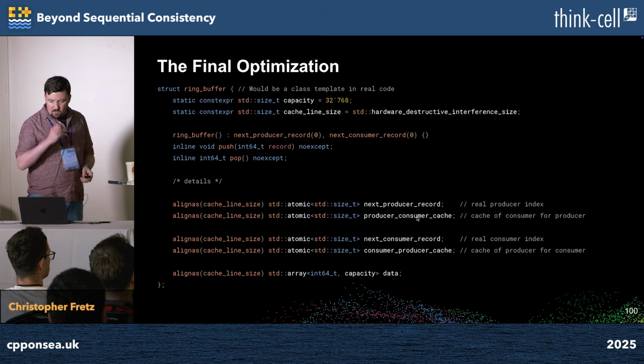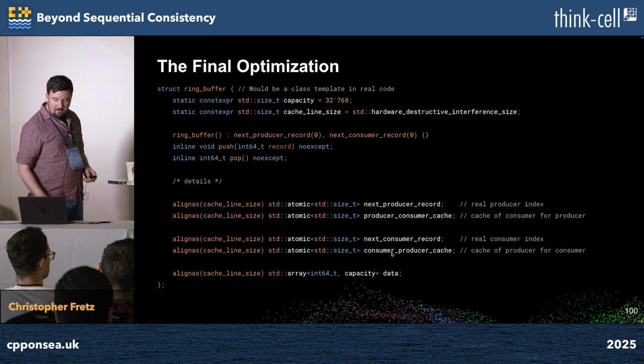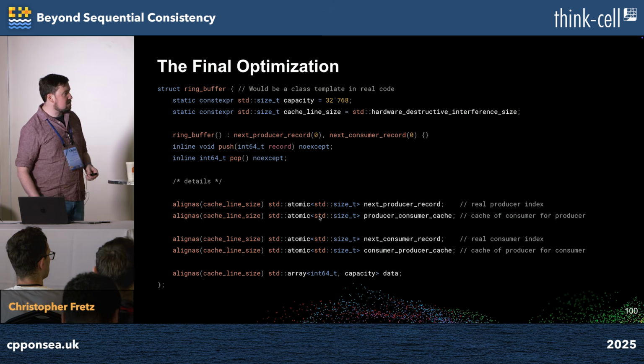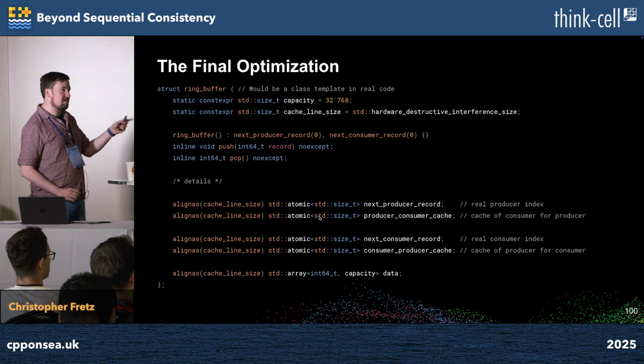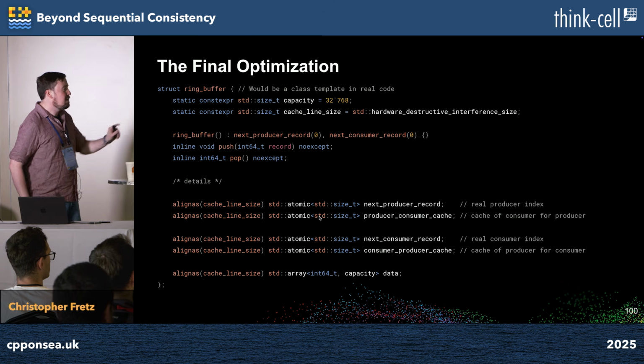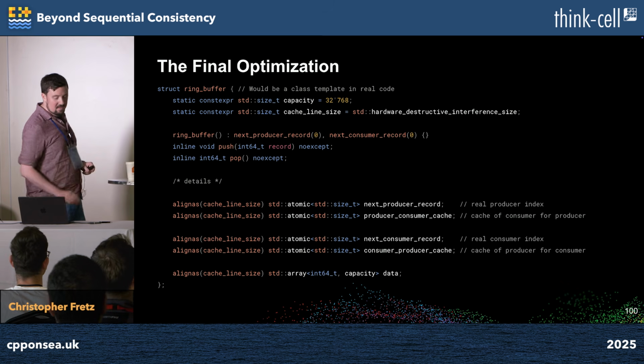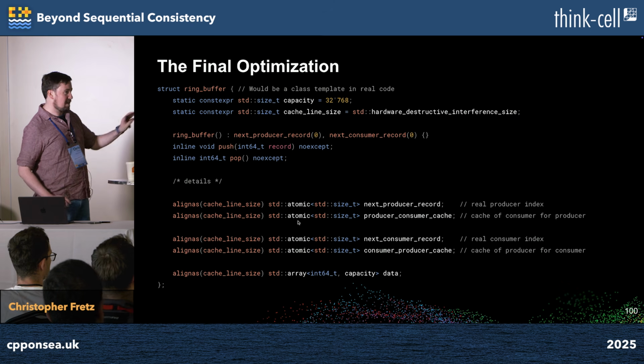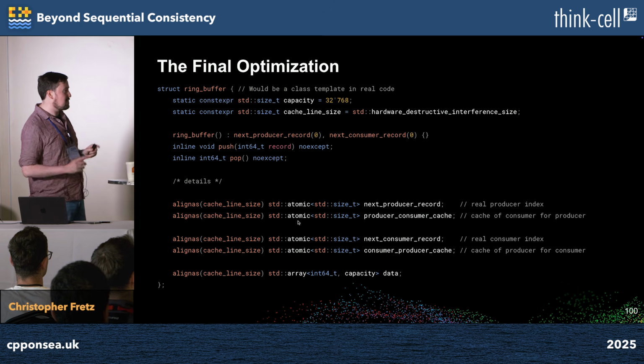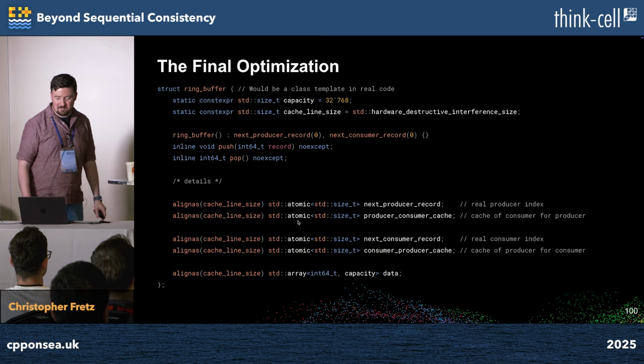But what's important here is that we have this next producer record, and then we have the producers. We have the consumer cache for the producer. We also have the next consumer record and the producer cache for the consumer. These actually would not even need to be stood atomic. That was a screw up in my slides. The actual version of this that I benchmarked, these were not stood atomic. When I put it on my slides, I screwed that up. That one I know I did benchmark properly.